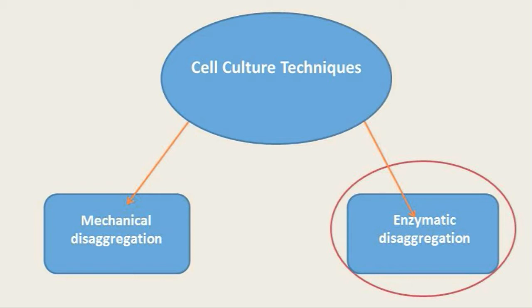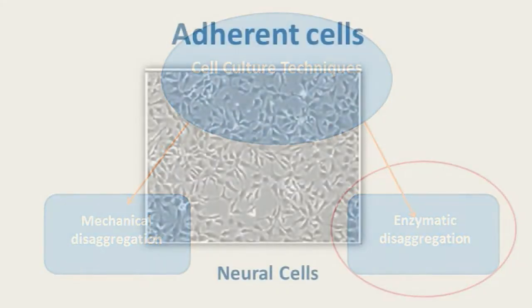There are two types of cell culture techniques: mechanical disaggregation and enzymatic disaggregation. Mechanical disaggregation involves dissociation of cells in a culture by forcing the cells through a series of sieves. This technique is rarely used in labs. Enzymatic disaggregation involves the dissociation of cultured cells using enzymes. This technique is commonly used in labs and will be described in detail later in the podcast.